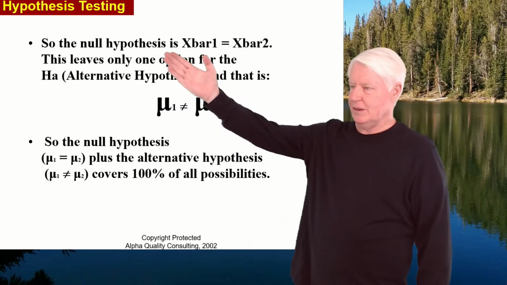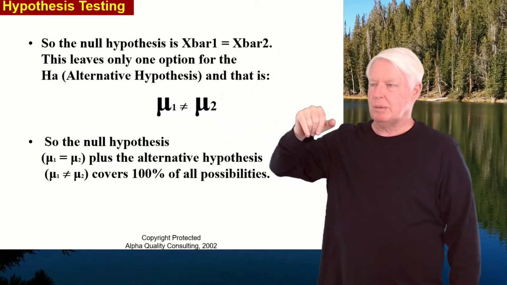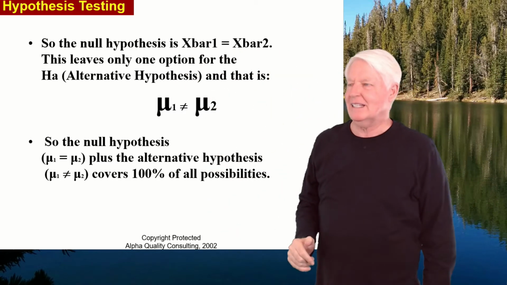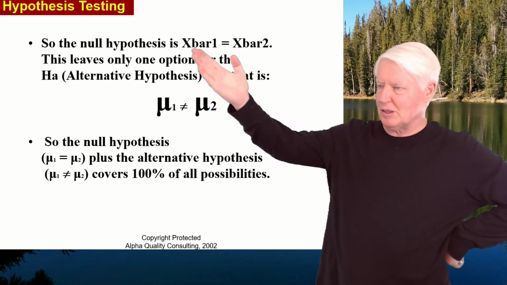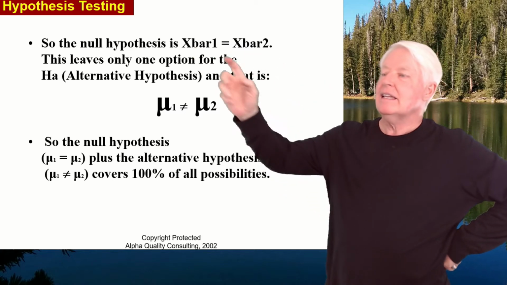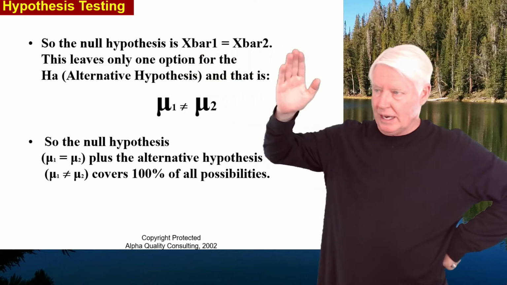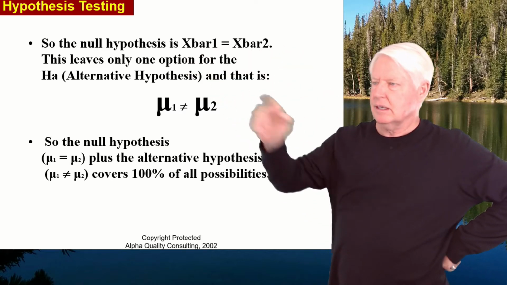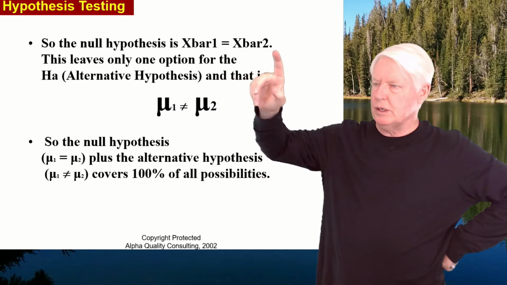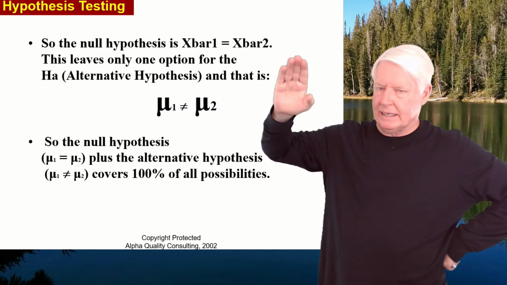So the null hypothesis is x bar 1 equals x bar 2. Oh no, that's a mistake. I threw it in there on purpose so I can let you know that you don't do that. This should be mu 1 and mu 2. You don't use x bar in hypothesis studies. You go mu 1 equals mu 2. So this would be incorrect.